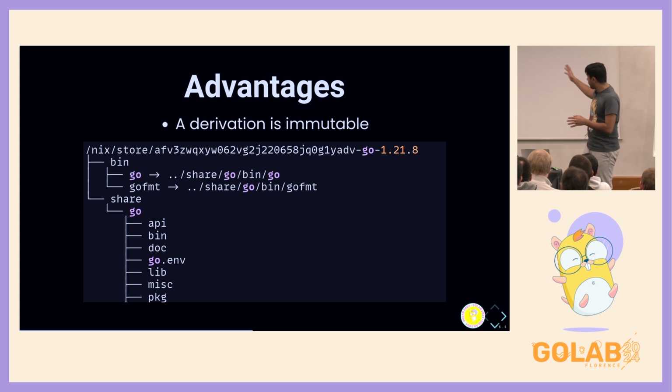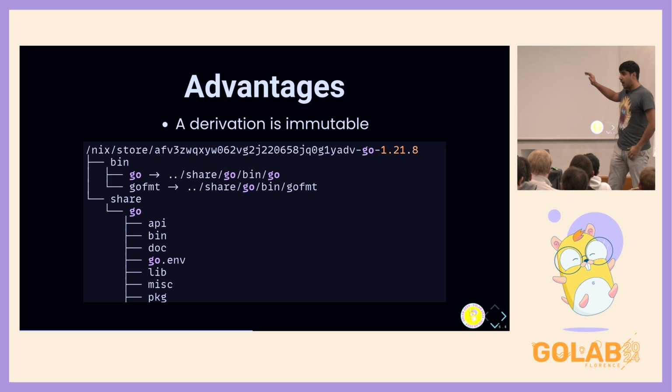But essentially, what that then means is we can have lots of different versions of Go installed, even the same version, but if it has a different input. The derivation is immutable, and the package that's built from that derivation is immutable, and we never touch it.